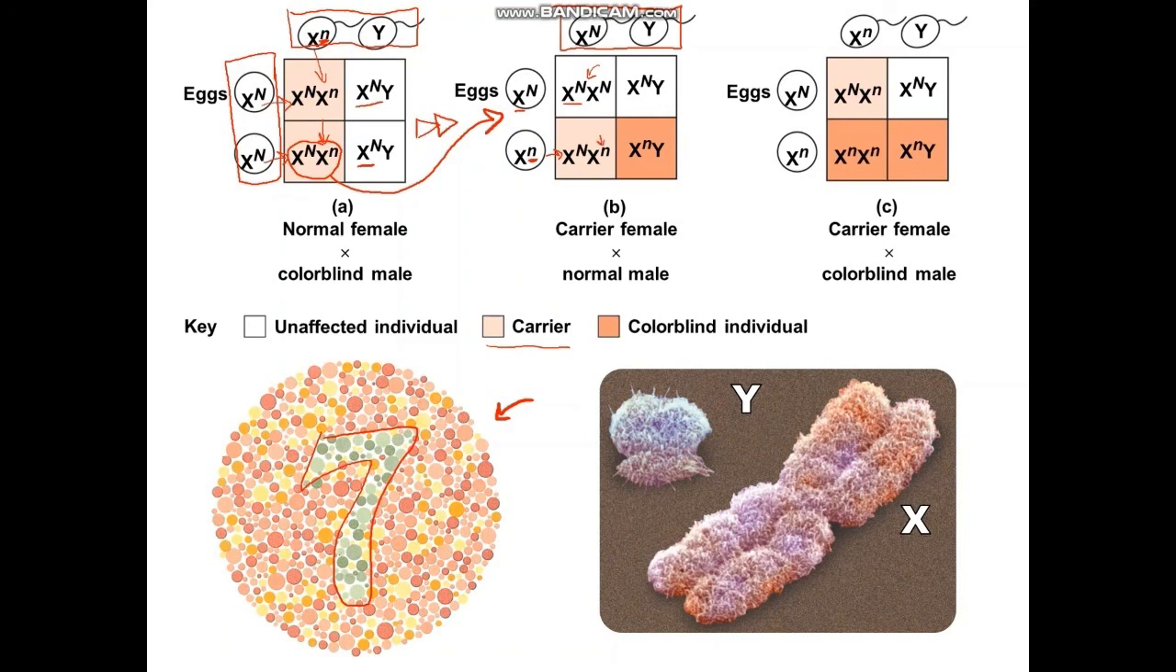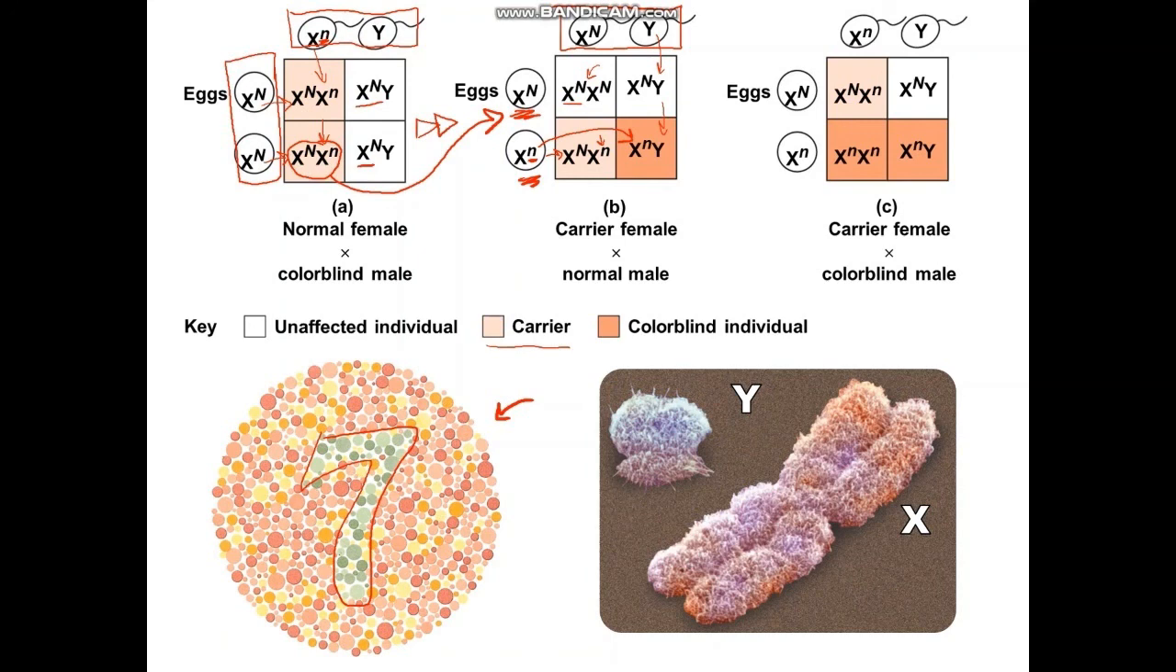But it's in the sons that it becomes a little bit more interesting. Every son is going to get the Y chromosome from the father. However, they will get their X chromosome from their mother, either the functional copy or the non-functional copy. So 50% of this woman's sons will be born colorblind, as a matter of fact.